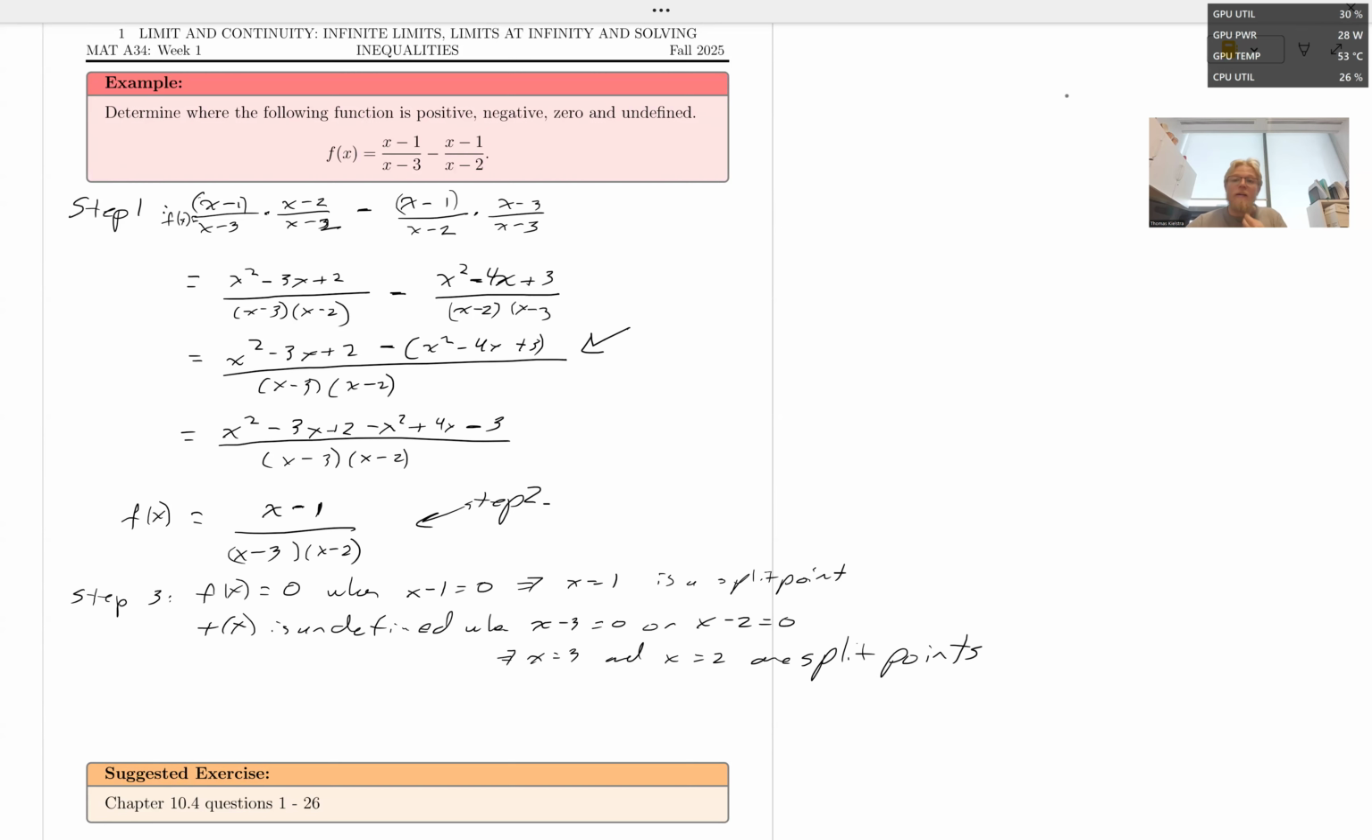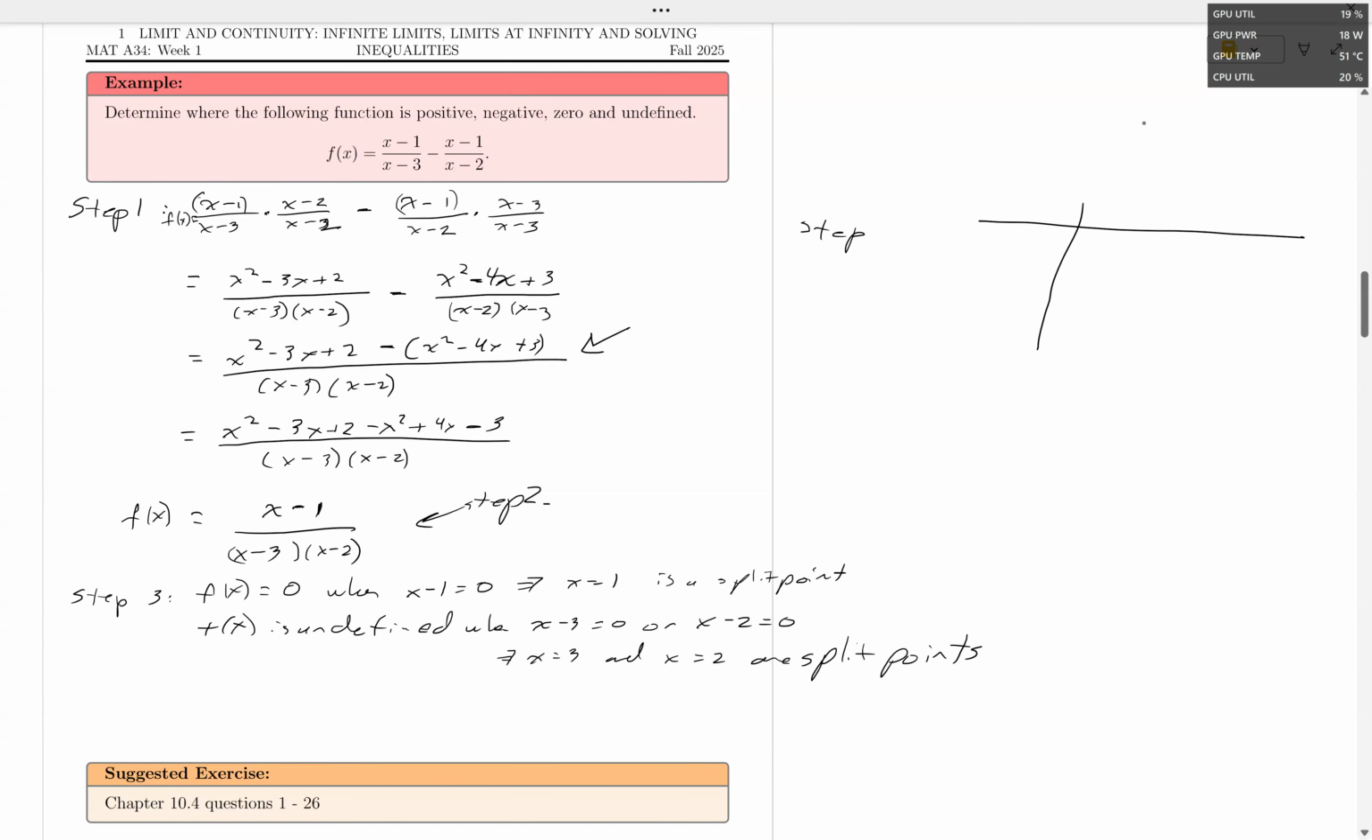Well, now I'm going to make, in step 4, my sign chart based on my split points. Okay. So, what are my split points? That's the first thing I'm going to care about. I'm just going to make sure that I'm splitting properly. I've got 3 split points. The points are 1, 2, and 3. Okay. Now, I look at my expression, and I'm just going to write the roots as they appear. I've got the roots x minus 1, x minus 2, and x minus 3.